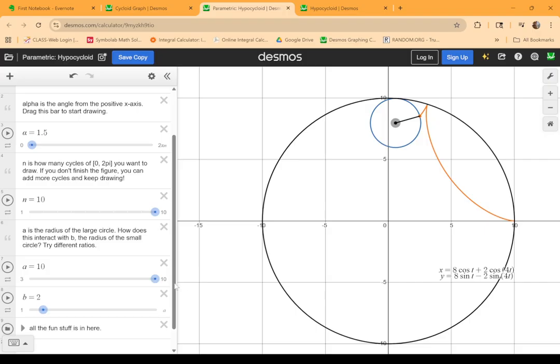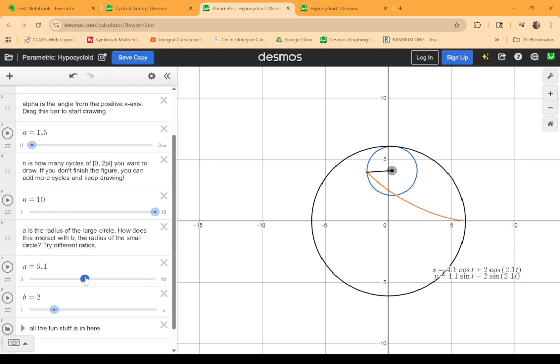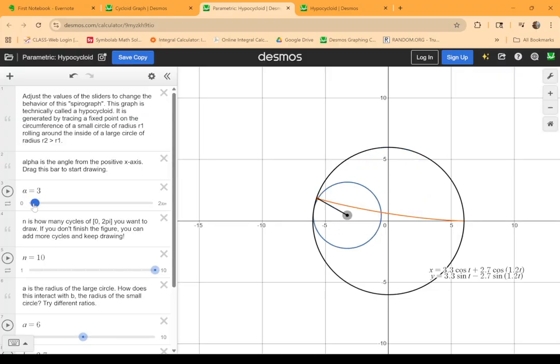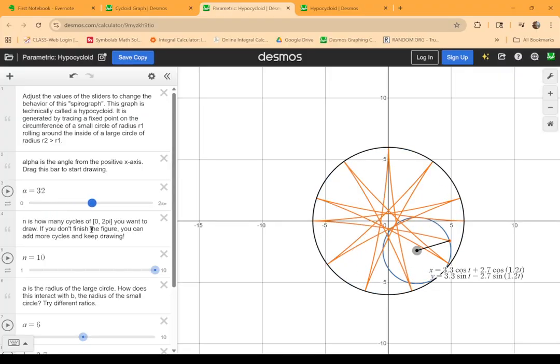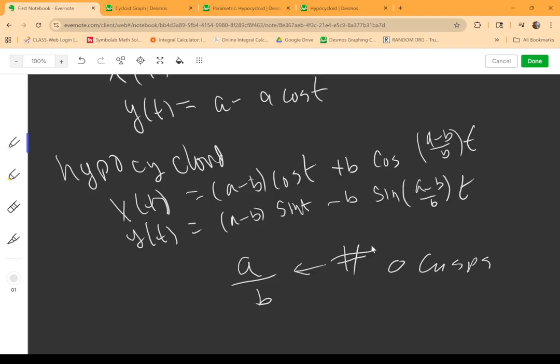Now let's say 2 is some kind of decimal here, and we could see how that affects the number of cusps when we do that division. So you can see we could get some interesting curves just by varying the values of a and b, even though the basic equations themselves are pretty straightforward. Remember the variable t, so it's just a sum and difference of sine and cosine.